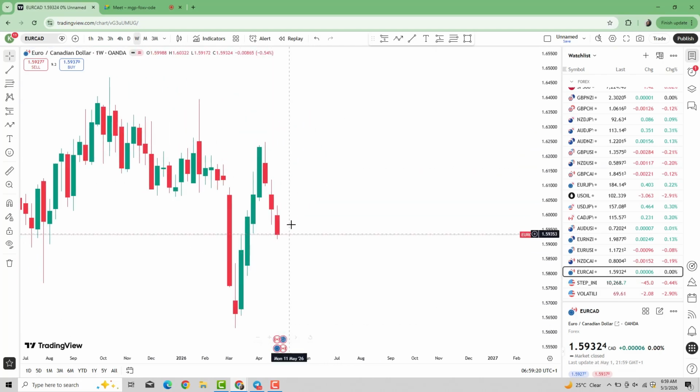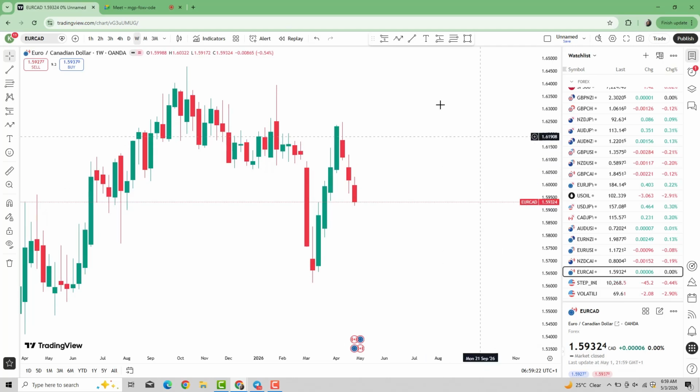So we are currently checking the reasons why I took the trade. On the weekly time frame, we had a break here to the downside. See it. Then we had another break here to the downside. See. Then we had another break here to the downside.